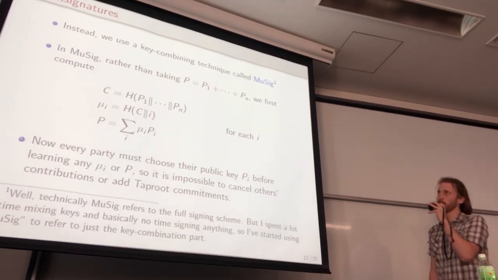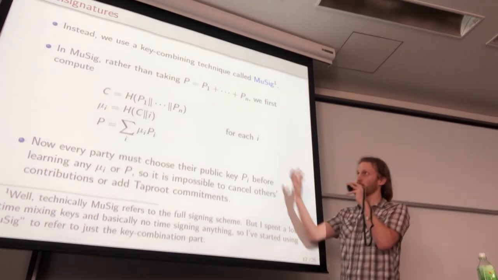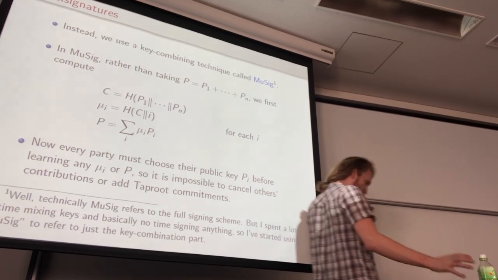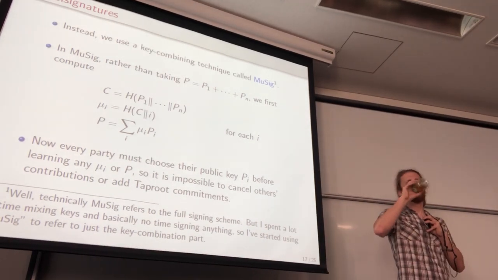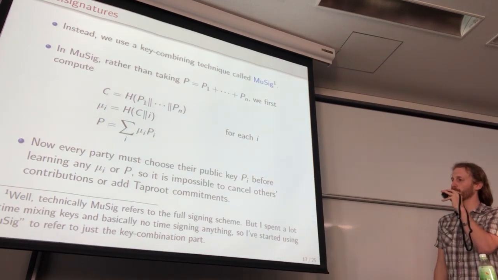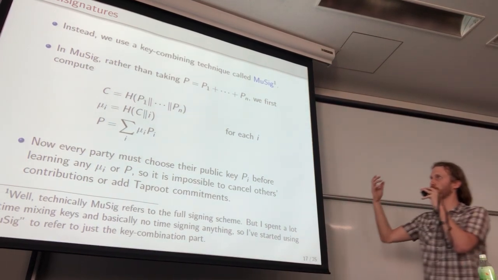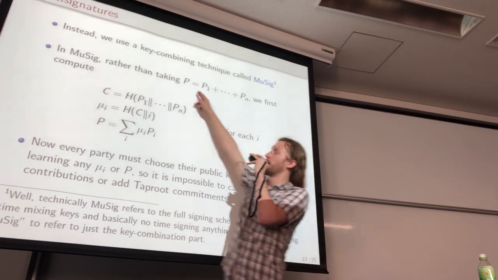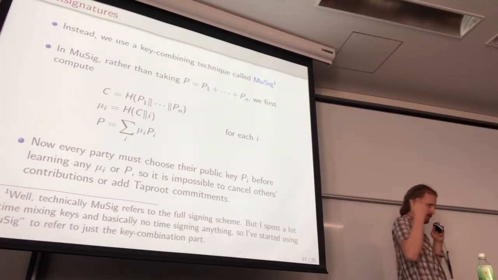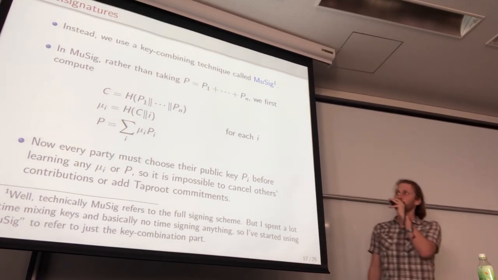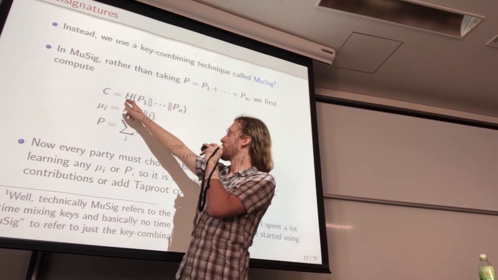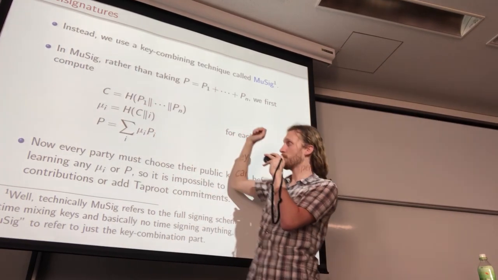Okay, so instead we use this key combining technique called MuSig. We're going to stick with the paradigm where we add together all of these public keys to get a single public key that somehow represents control by all of the individual people. The way we're going to do this is a little bit involved. We're going to take a hash of all of the individual public keys.